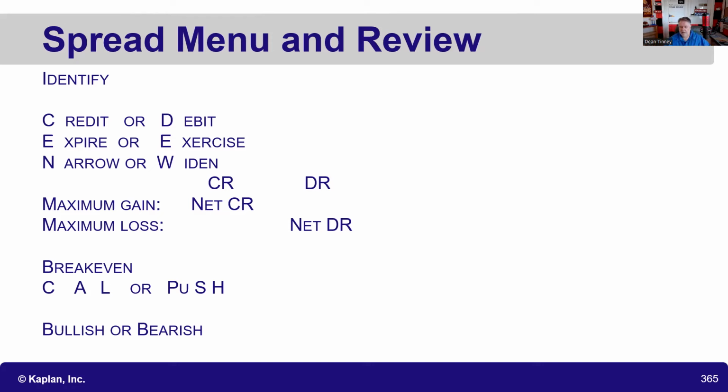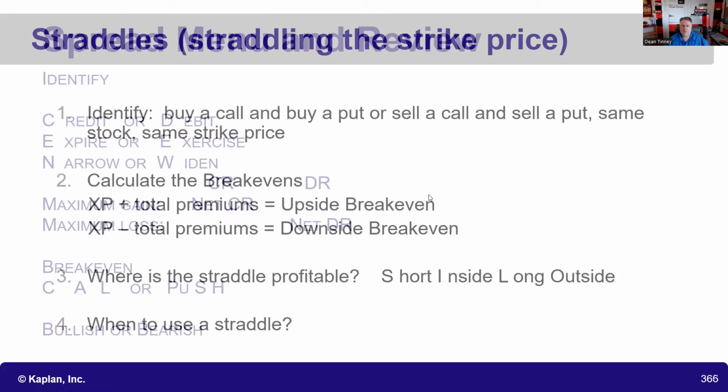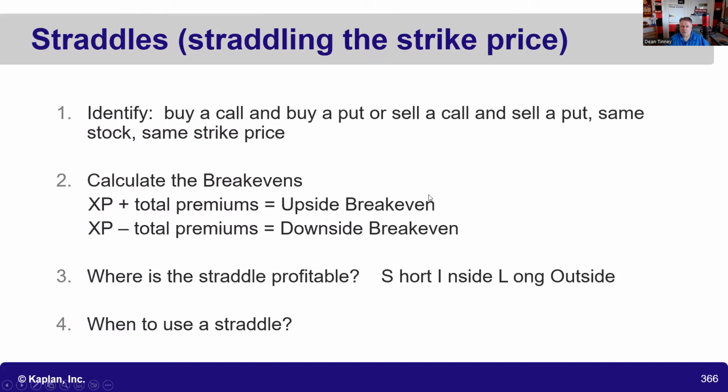And then we're going to review some straddles. Now, for a straddle, you've got to know 4 things on your test. You've got to be able to identify a straddle, long 2 different types of contracts or short 2 different types of contracts. You have to be able to calculate the breakevens. It's the only strategy where we have 2 breakevens. We're going to have an upside breakeven and a downside breakeven. Call up, put down. Strike price plus total premium, strike price less total premium.